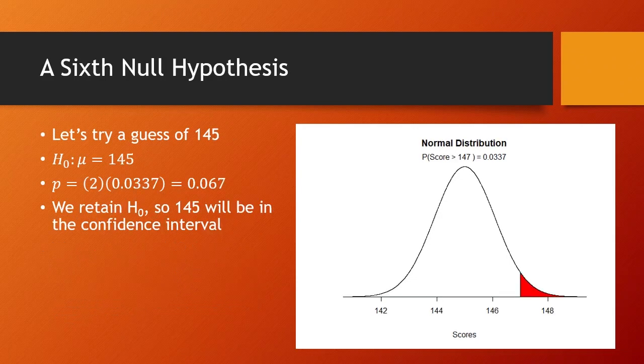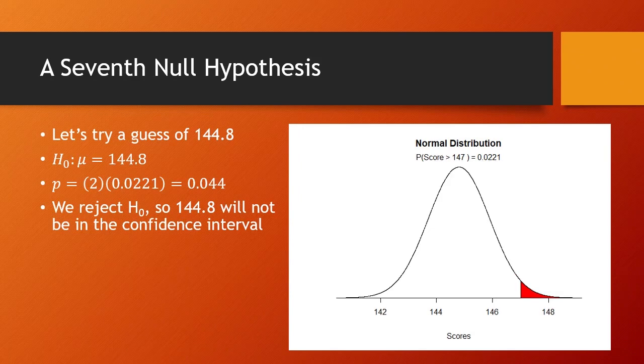How about 145? Since the sample mean of 147 is above 145, I'm going to switch now to the upper tail in order to see if I reject or retain. The probability of getting 147 or more when the true mean is 145 is 0.0337. Times that by 2, we get a p-value of 0.067. We retain the null, so 145 will be in the confidence interval.